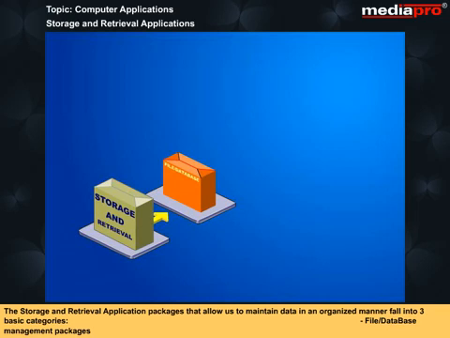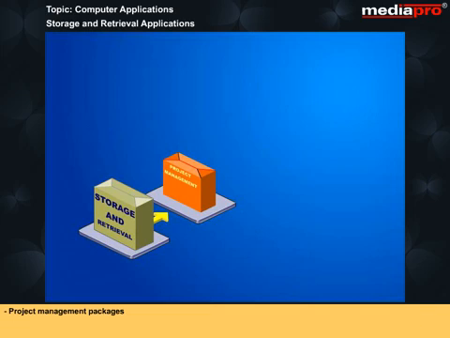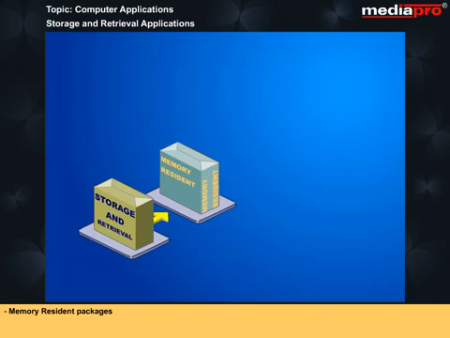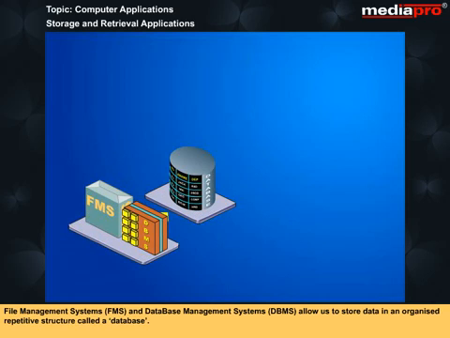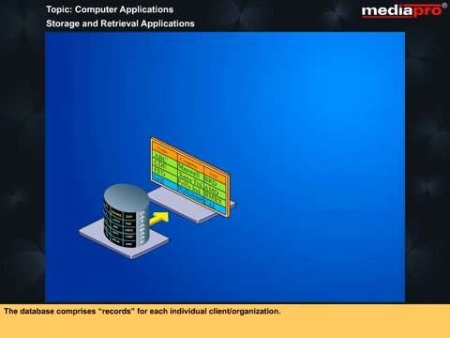The storage and retrieval application packages that allow us to maintain data in an organized manner fall into three basic categories: file or database management packages, project management packages, and memory resident packages. File management systems, or FMS, and database management systems, or DBMS, allow us to store data in an organized repetitive structure called a database. The database comprises records for each individual client or organization.